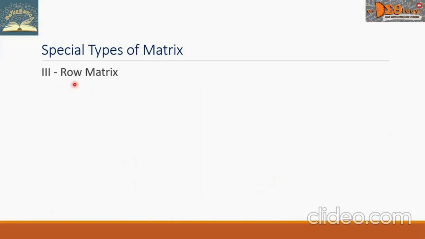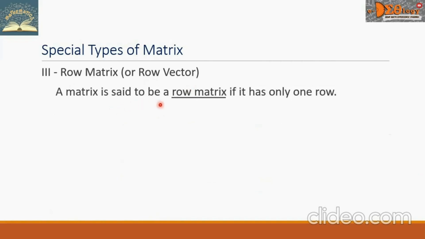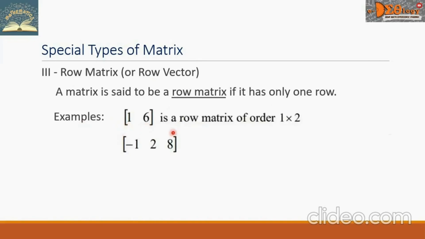Third type is row matrix or row vector. A matrix is said to be a row matrix if it has only one row. Examples, the first matrix with elements 1, 6 is a row matrix of order 1 by 2. Second example with elements -1, 2, 8. This is a row matrix of order 1 by 3.